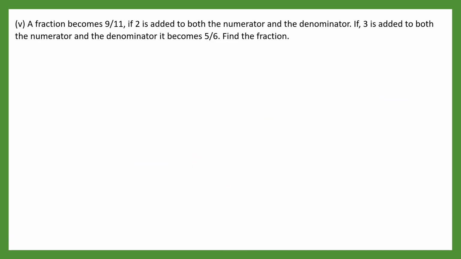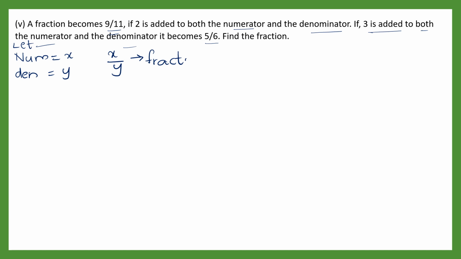Next question. A fraction becomes 9 by 11 if 2 is added to both numerator and denominator. If 3 is added to both numerator and denominator, it will become 5 by 6. Find the fraction. Let us assume the numerator of the fraction is x, and the denominator is y. That is, the fraction is x by y.